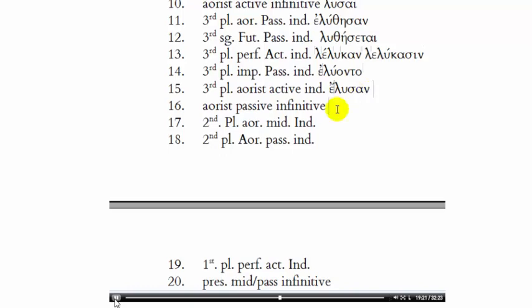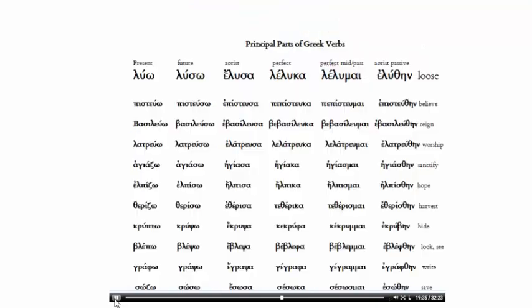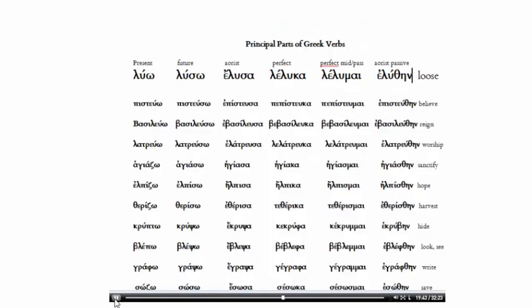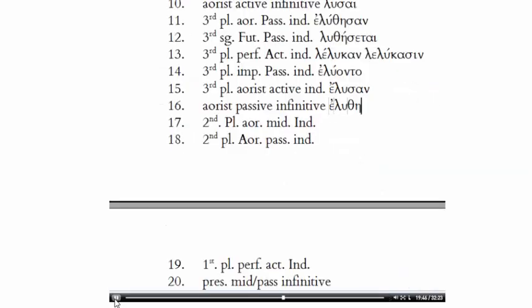All right, the aorist passive infinitive. How would that go? Well, the aorist passive infinitive is going to be built on the sixth principal part rather. Do we need to look that up? Perhaps we do. Luo, luso, elusa, leluka, lelumai, eluthen. So we'll start with that form. Eluthen. Now, what happens? Well, first thing that happens is the temporal augment goes away. That augment disappears in anything but the indicative form. The infinitive is such a non-indicative form, so it goes away.